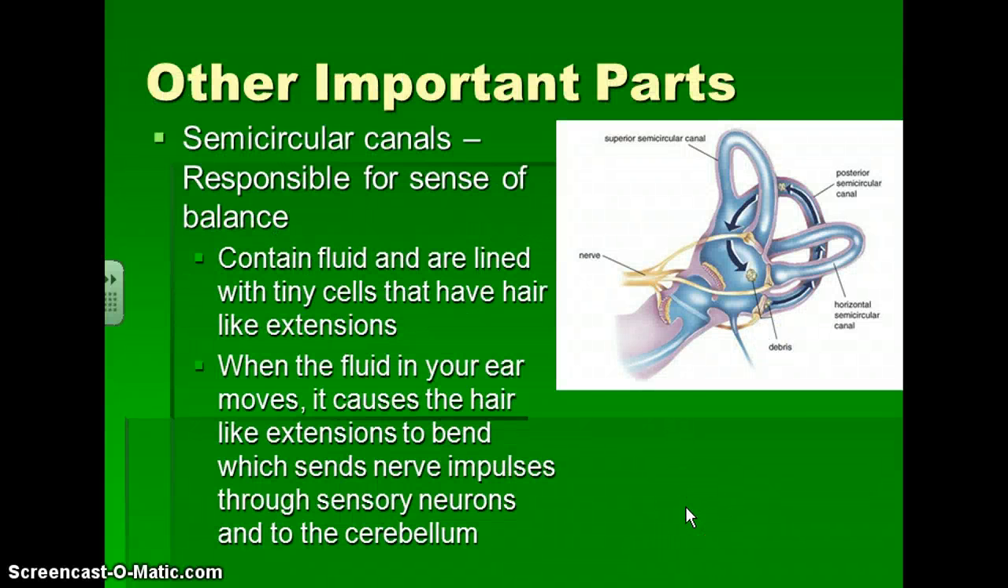Some other important parts of the ear that we need to talk about. First, we have the semicircular canals. These are responsible for our sense of balance. They contain fluid, and they're lined with tiny little cells that have hair-like extensions. So when the fluid in your ear moves, it causes those hair-like extensions to bend, sending nerve impulses through the sensory neurons to your cerebellum. This is why when you spin around, you start to get dizzy, because that fluid is moving around and it's causing those hair-like extensions to move.